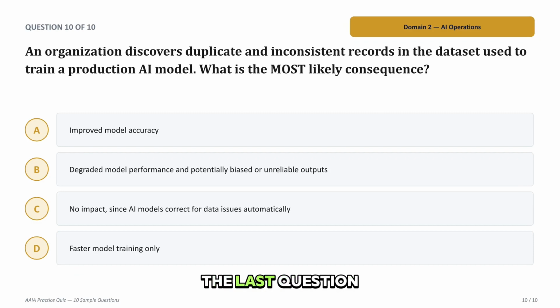Question 10 and the last question. An organization discovers duplicate and inconsistent records in the dataset used to train a production AI model. What is the most likely consequence? A. Improved model accuracy. B. Degraded model performance and potentially biased or unreliable outputs. C. No impact, since AI models correct for data issues automatically. D. Faster model training only.